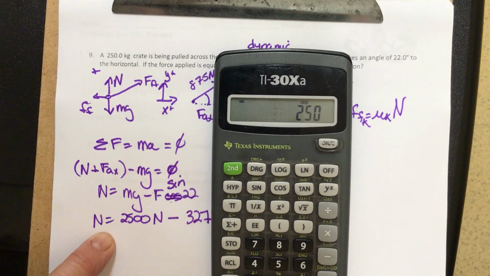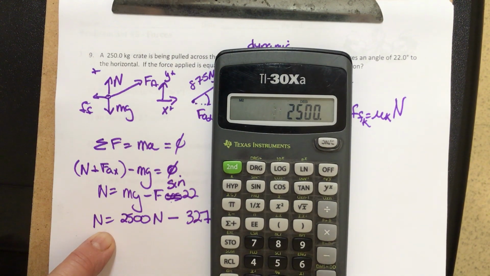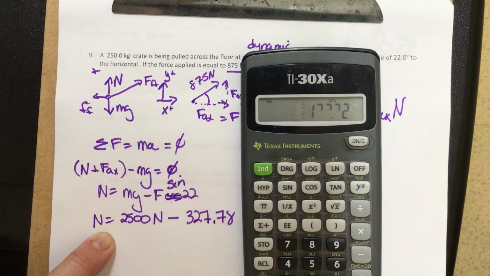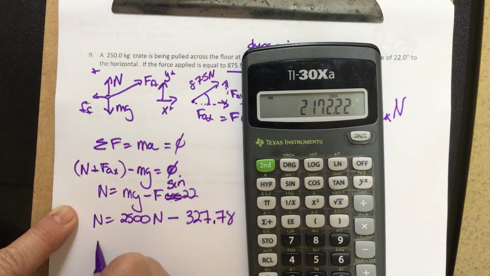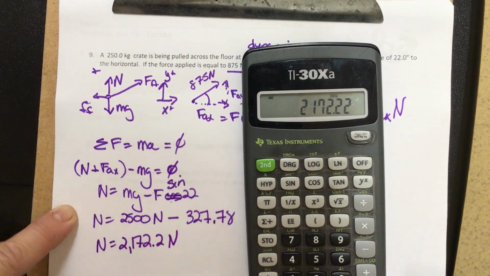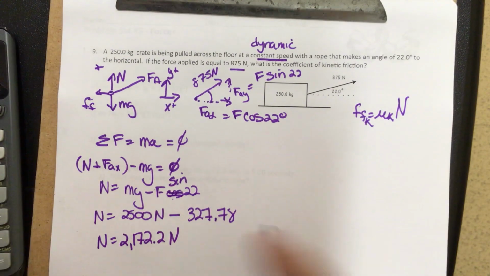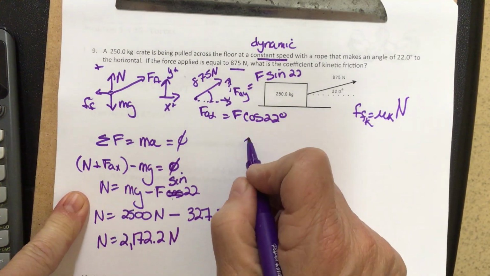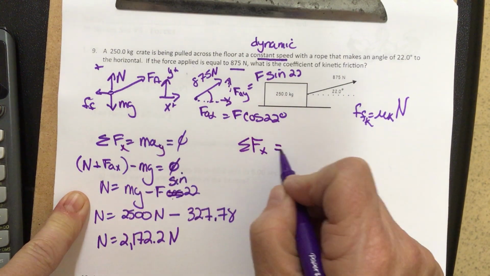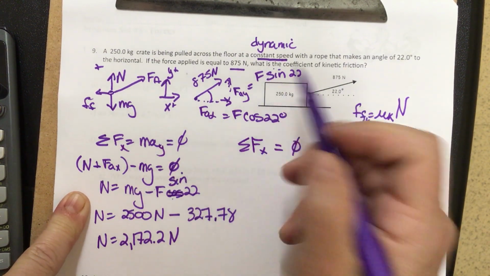So the normal force is 2,172.2 newtons. In the x direction, we do the same thing. We sum the forces up in the x direction. Okay. That's equal to 0 because we started in dynamic equilibrium.